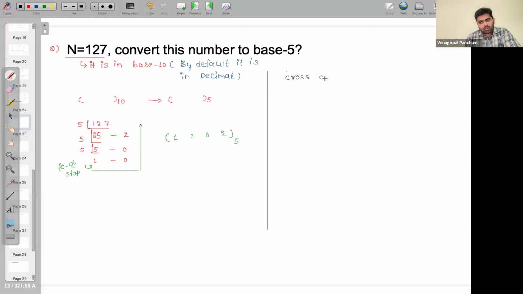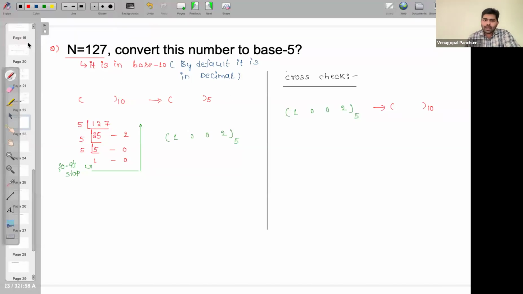Cross check. So how will you do the cross check? Convert back. Let us take the value that you got, which is in base 5, and convert it back to decimal. If you are getting 127, then your answer is correct. Okay, how will you do the cross checking?